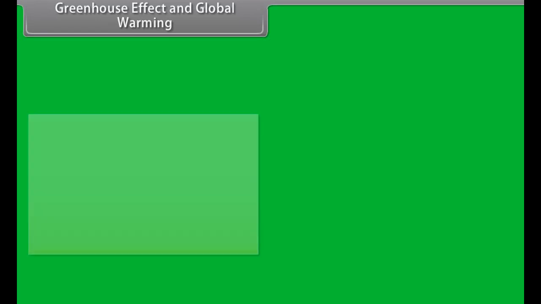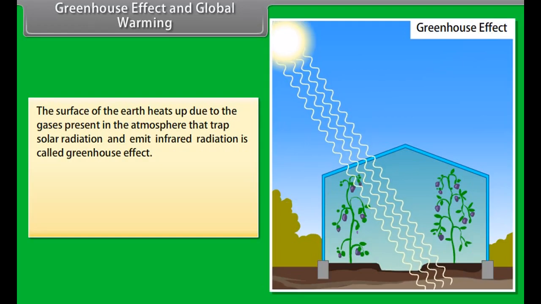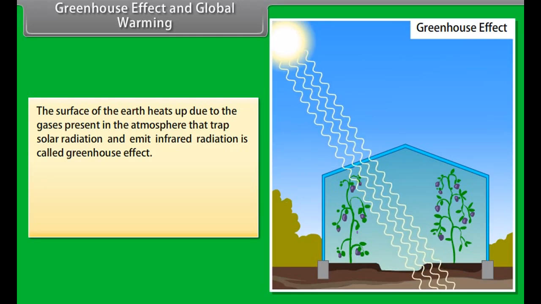Greenhouse effect and global warming. The surface of the earth heats up due to the gases present in the atmosphere that trap solar radiation and emit infrared radiation. This is called greenhouse effect.